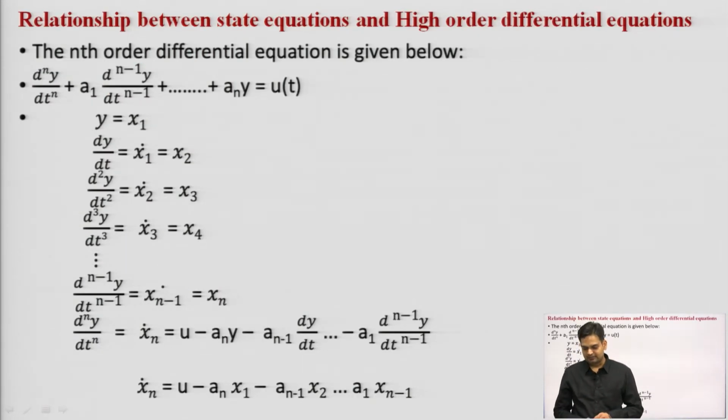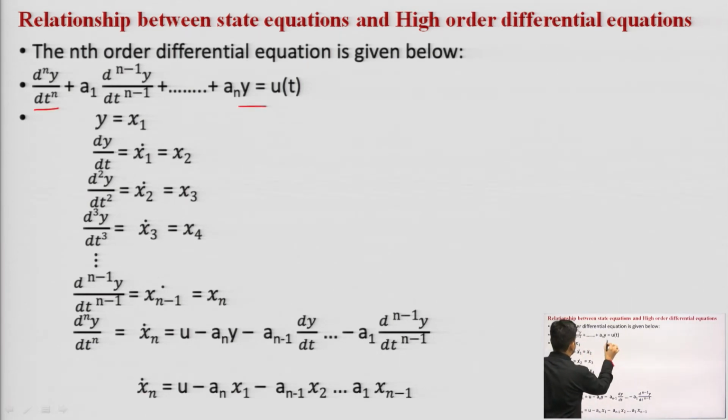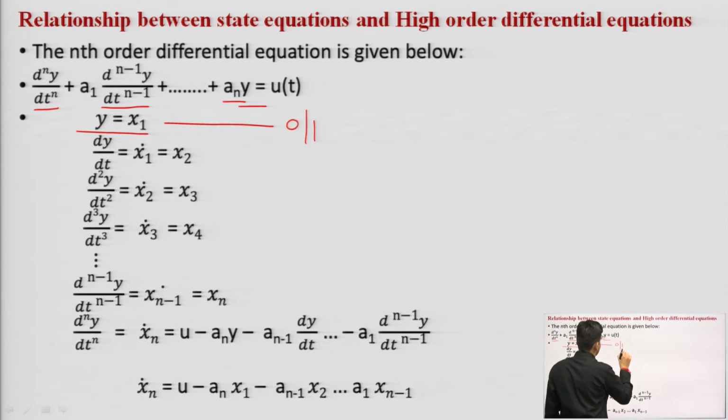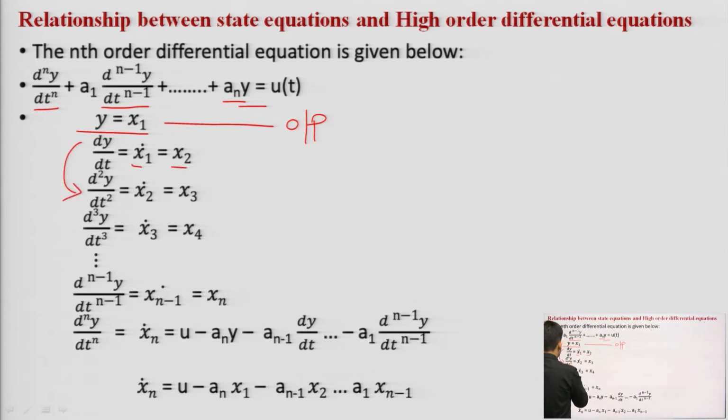Now, I will see the basic relationship between the state equation and the higher order differential equation. This will give us the generalized picture of the state space model. Okay. So, this is my nth order differential equation: d^n y over dt^n plus a 1 d^(n-1) y over dt^(n-1) plus dot dot a n y equal to u(t). Now, I will start by assuming y equal to x 1. This will give me the output equation. Now, differentiate, dy by dt equal to x 1 dot will give you x 2. Now, further differentiate, d2 y by dt square gives you x 2 dot, assume it as x 3.